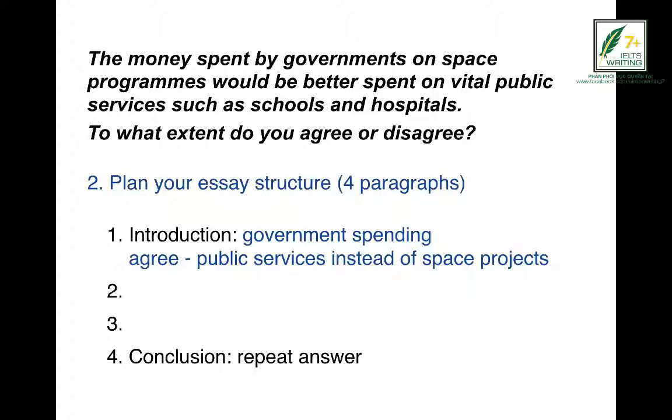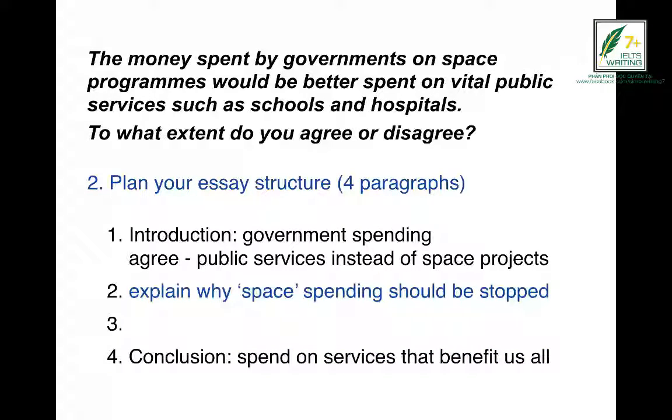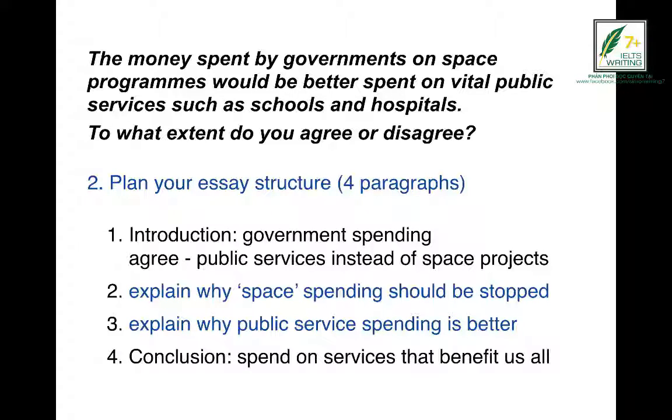Then we move to the conclusion. We're just going to repeat that answer in the conclusion in a different way. Here's what we decided: spend on services that benefit us all. That's what we're saying. Then quickly, structurally planning paragraphs 2 and 3. What are we going to put in each of those? Paragraph 2, why space spending should be stopped, and paragraph 3, explain why public service spending is better. That's our structure plan, that's finished.